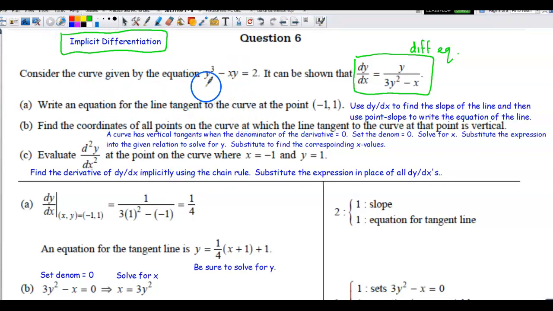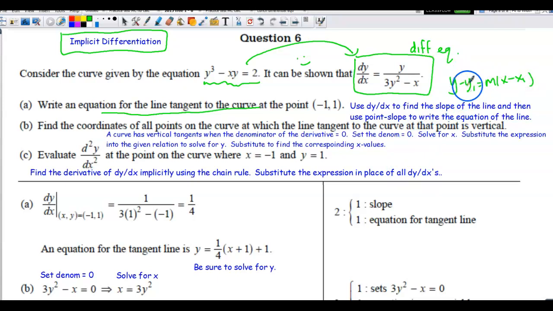So they tell us that we have an implicit relationship. We have some sort of curve that's y cubed minus xy equal to 2, and they are giving us the derivative. So the implicit differentiation for the first derivative has been done for us already. In letter A, we're writing the equation of a tangent line. Yay, that's easy because we just are going to use y minus y1 is equal to m times x minus x1. Dy dx is my slope generator, so I'm going to substitute negative 1 in place of x and 1 in place of y to generate the slope.